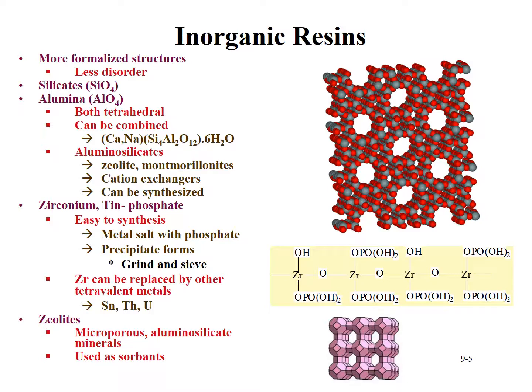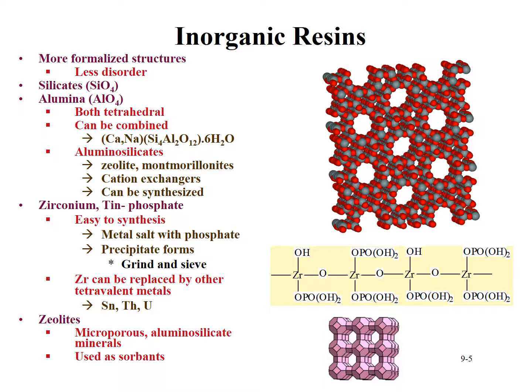Inorganic ion exchangers can also perform separation functions. One of the main differences between the inorganic and organic resins is that the inorganic resins tend to have more formalized structures, there's less disorder, so these may be more useful in performing size separations. Examples of some materials can be silicates, alumina type structures. Both these structures are tetrahedral. They can be combined into extended structures such as those shown here. Examples of aluminosilicates that can be used in separations include zeolites and clay minerals. These are often cation exchangers where metal ions can fit into these cavities, and they can be synthesized.